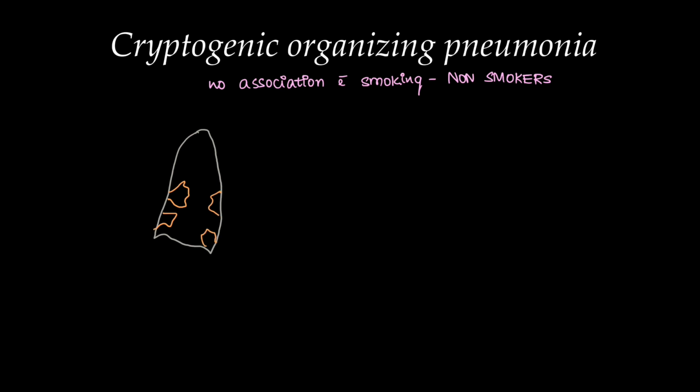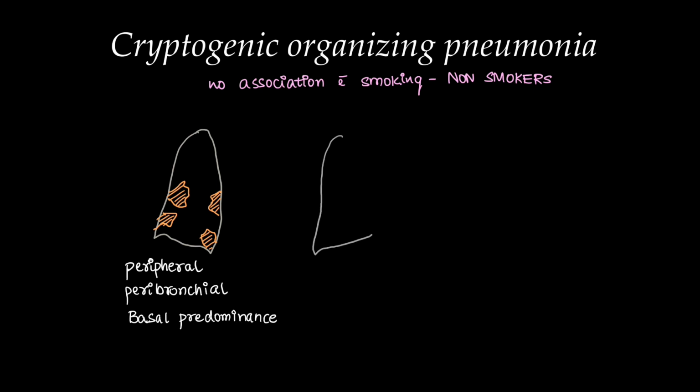Next we have cryptogenic organizing pneumonia, which has no association with smoking, more commonly found in non-smokers. This is a very important point to remember. And the opacities are usually peripheral and peribronchial in nature. They have slight basal predominance.